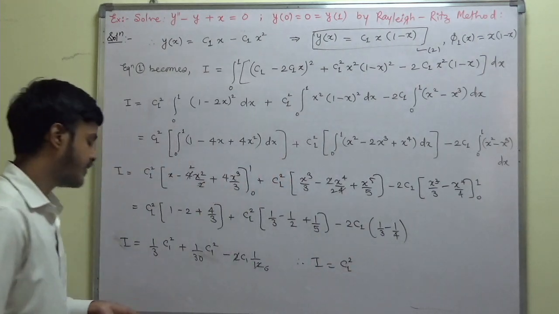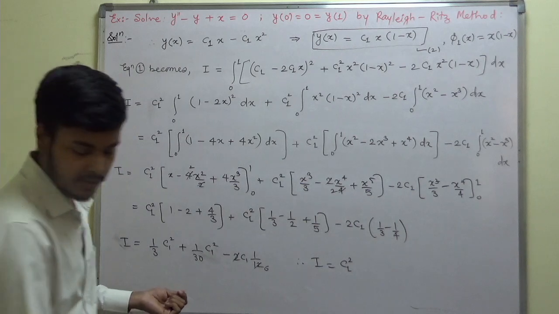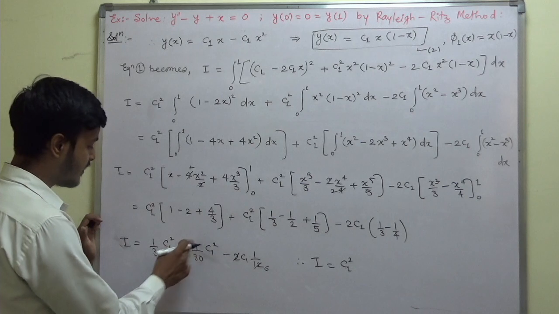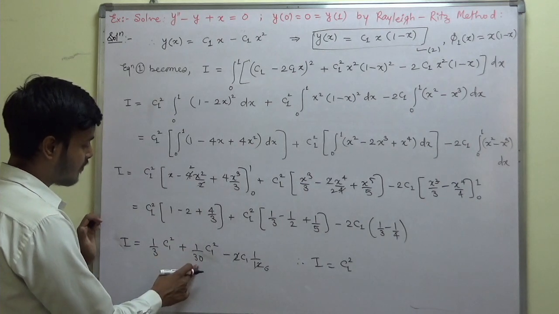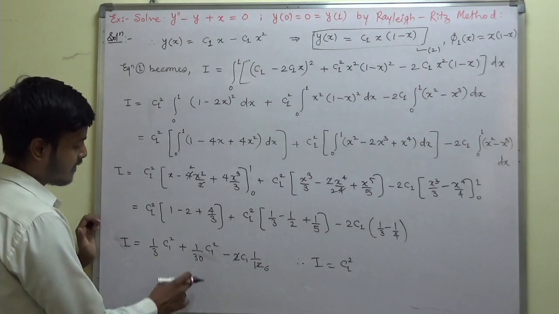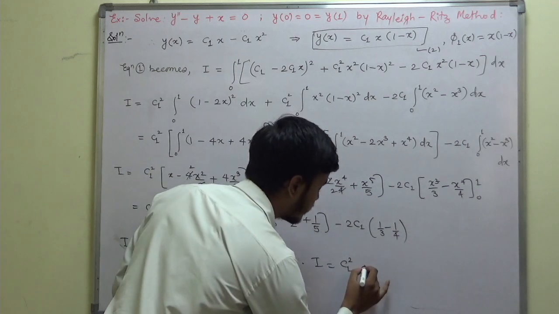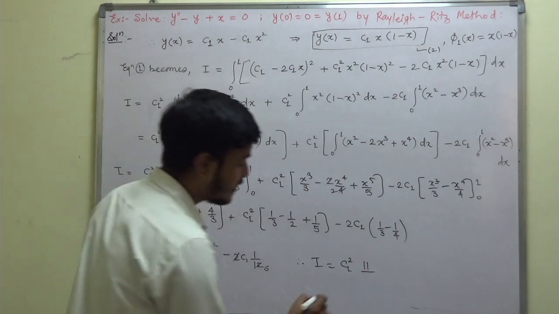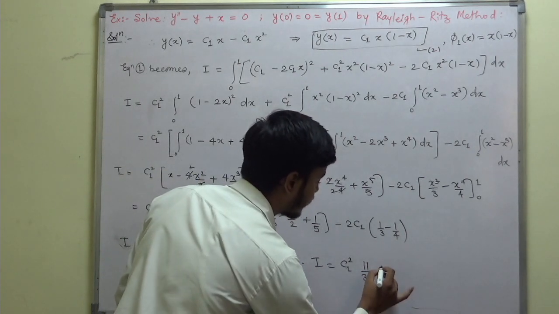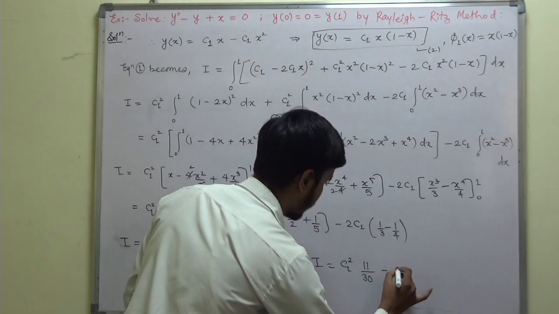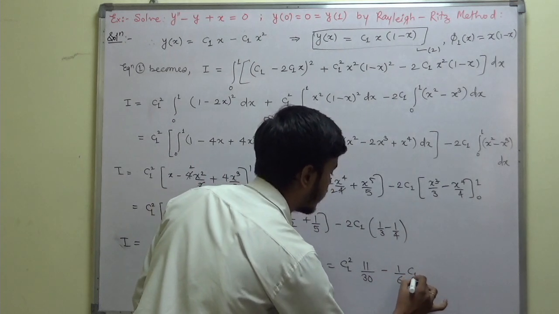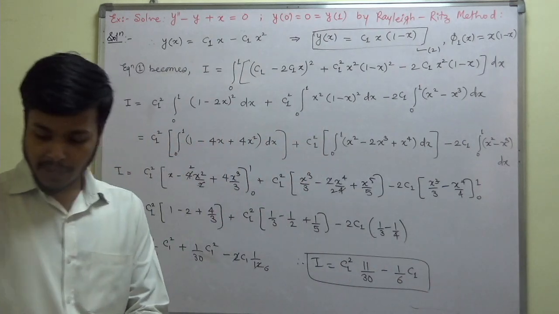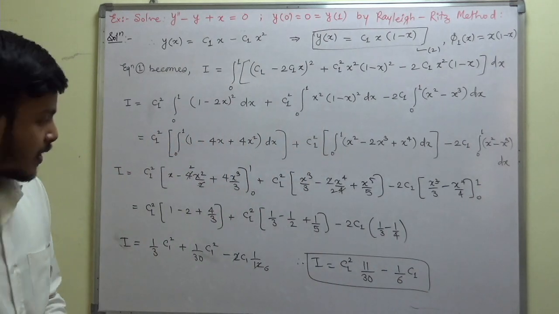Now you can solve this and you will get I is equal to c1 square, solve this, 30 plus 11, 33 by 90. So this is 11 by 30 c1 square minus 1 by 6 c1. So I am getting I as 11 by 30 c1 square minus 1 by 6 c1.